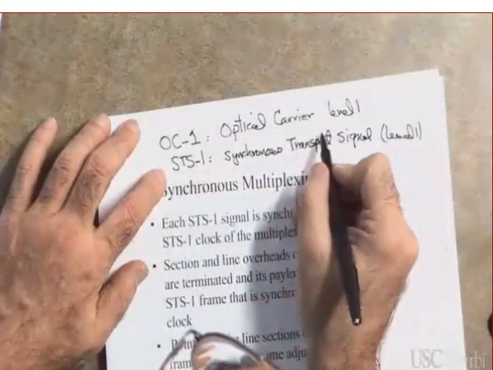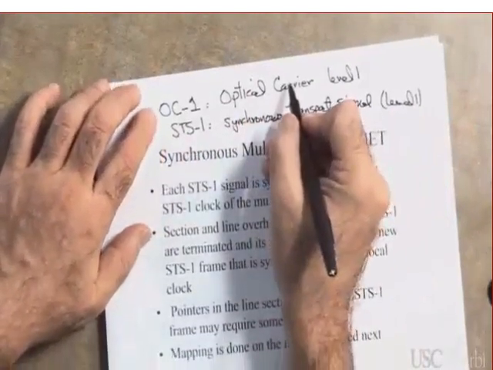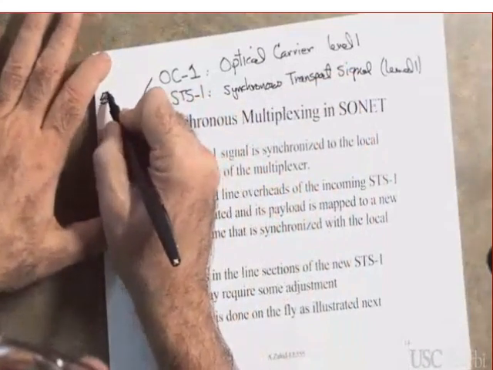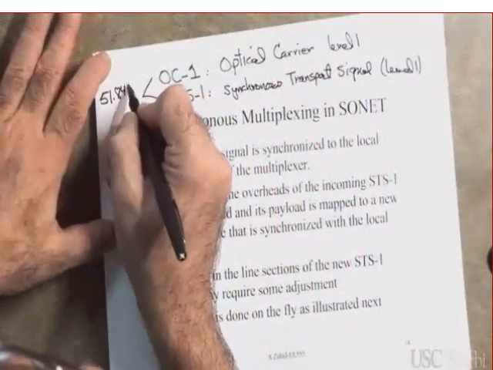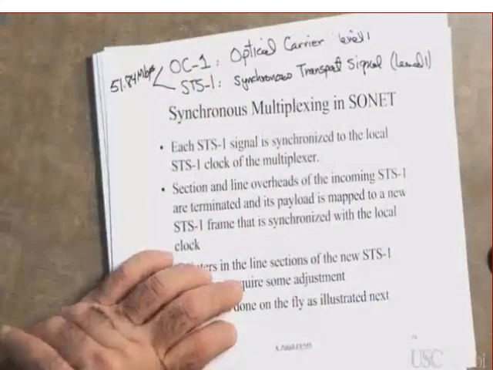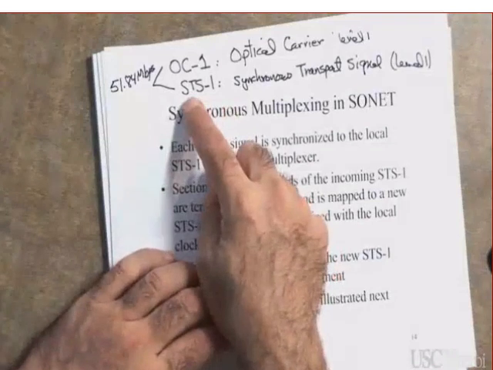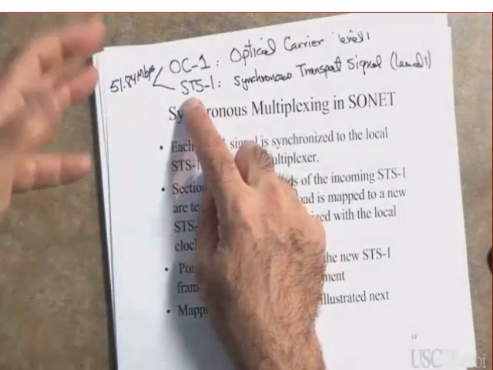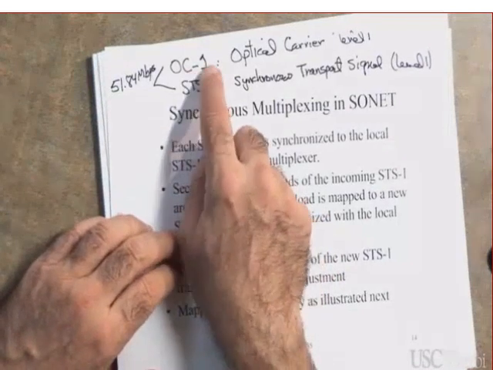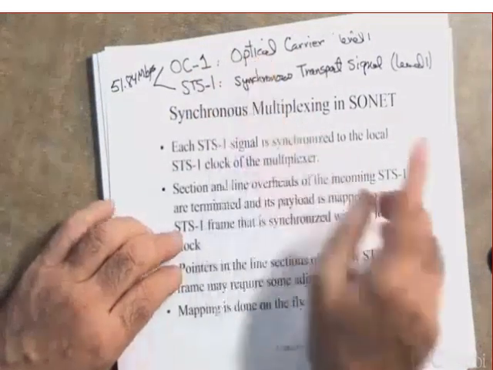This is the digital signal. This is the optical signal. Do they have the same rate? Both of them are 51.84 megabits per second. This is just the name of the signal. They call it STS1. The optical carrier is when it goes over the optical fiber.